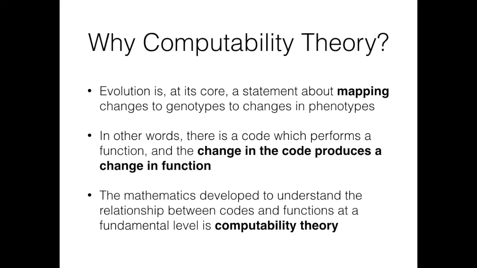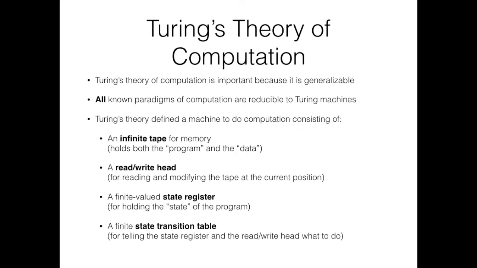Okay, so real quick, a brief overview of Turing's theory of computation. What Turing did is he developed a model of computation. What's amazing about this model of computation is that it is as powerful as any other implementable model of computation that has ever been invented. It's a very simple concept, as you see.